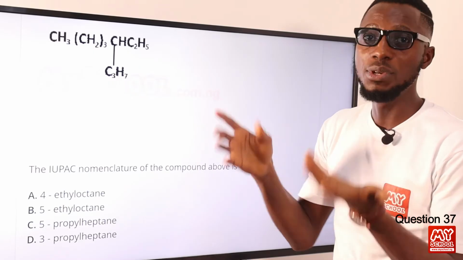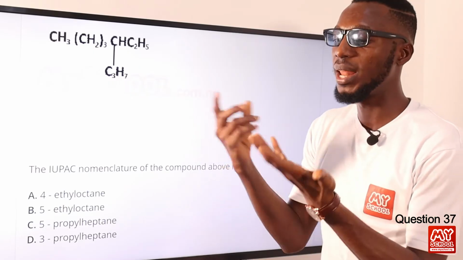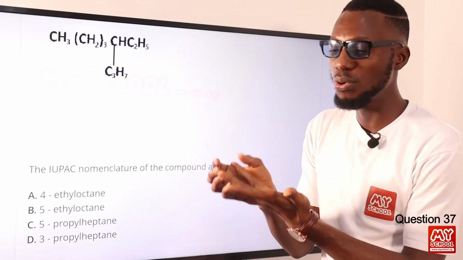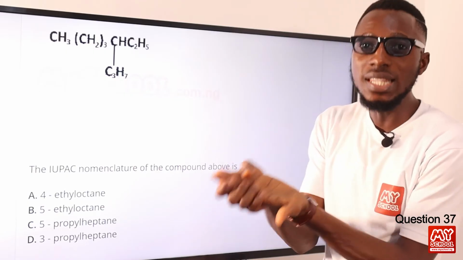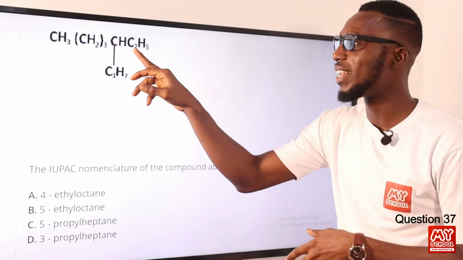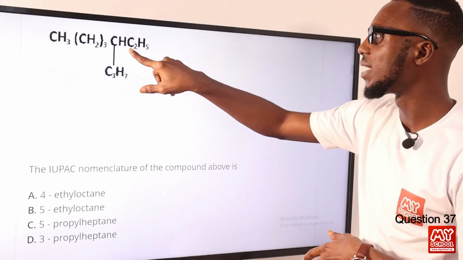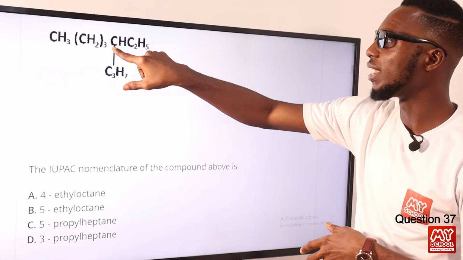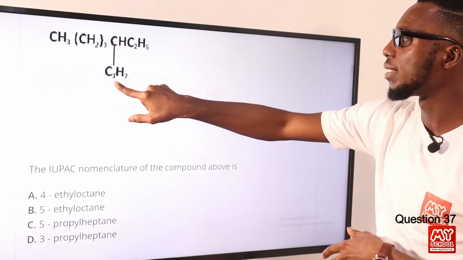Remember your methyl, your ethyl, your propyl, your butyl, your pentyl, and the likes. So this is definitely ethyl. You can see it's on number 4. It's resting on the 4th carbon of the chain. So you can say 3, 4.